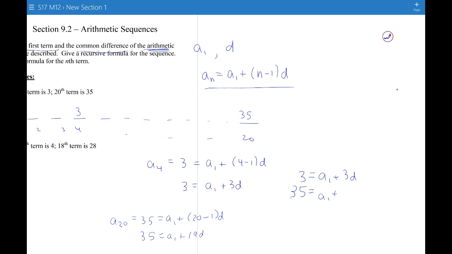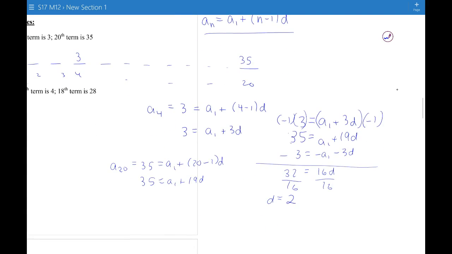equals a1 plus 19d. And good thing in Chapter 8, we just reviewed how to solve systems of equations. So I think I'm going to multiply this upper equation by -1. You can solve it any way you like. And then I'm going to add the two equations and see that 32 equals 16d. So each jump, d must equal 2.